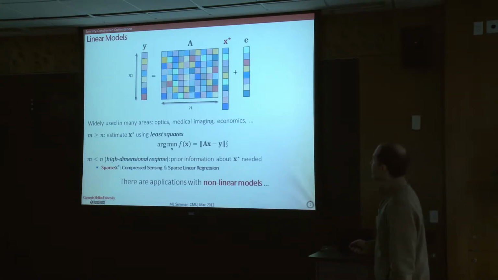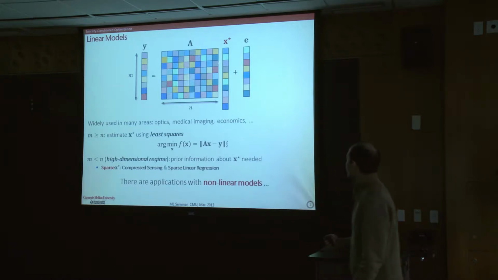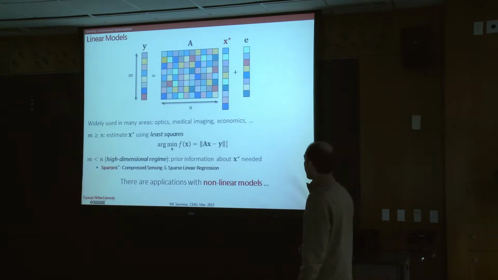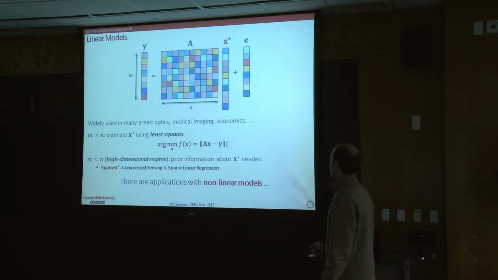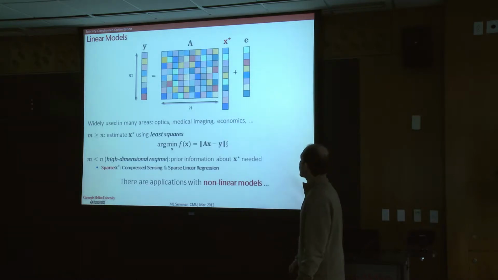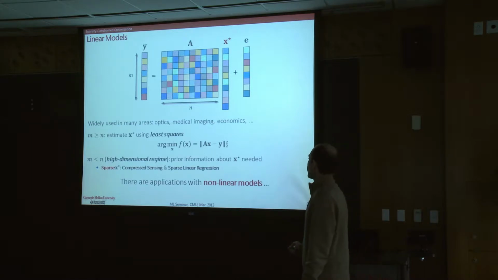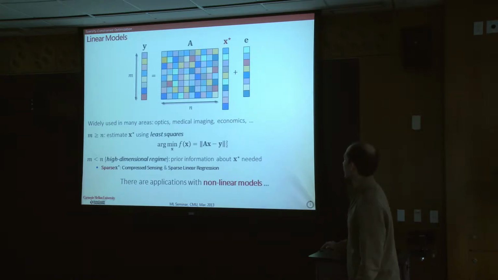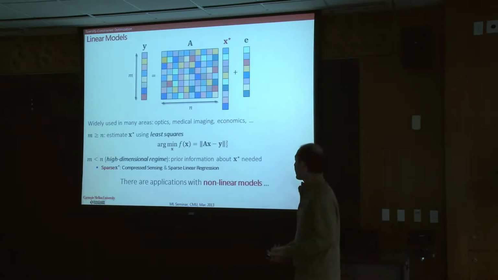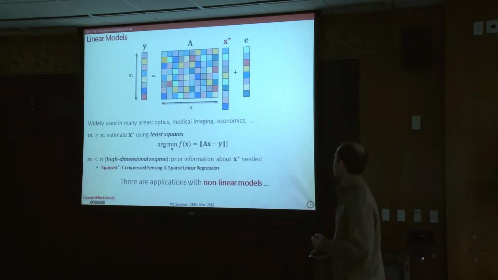If the number of measurements is greater than or equal to the dimensionality of the parameter that you want to estimate, you can apply the standard least squares problem, and that is, you minimize the squared error over x. But if the dimensionality of the observation is smaller than the dimensionality of the signal, then you have an underdetermined system, and you need to make some assumptions about the structure of x star. One of the most useful assumptions about the structure of x star is sparsity, which is used in compressed sensing and sparse linear regression.